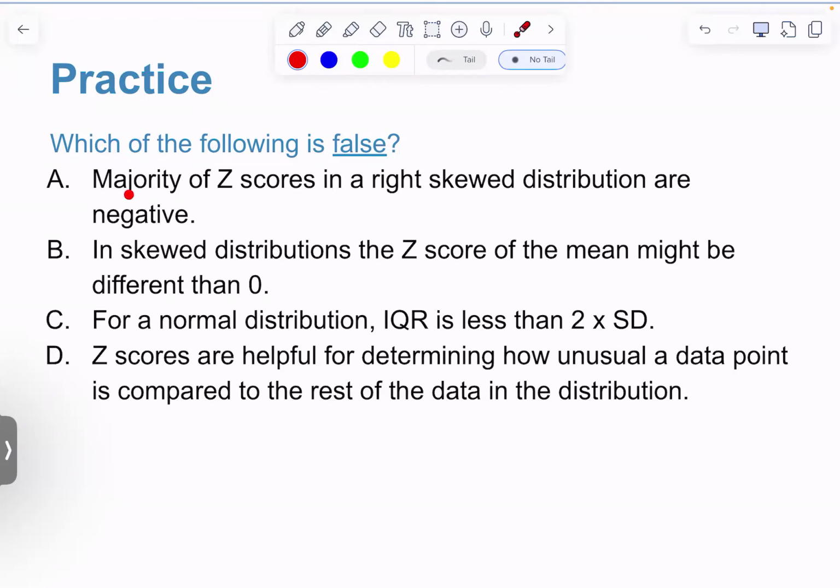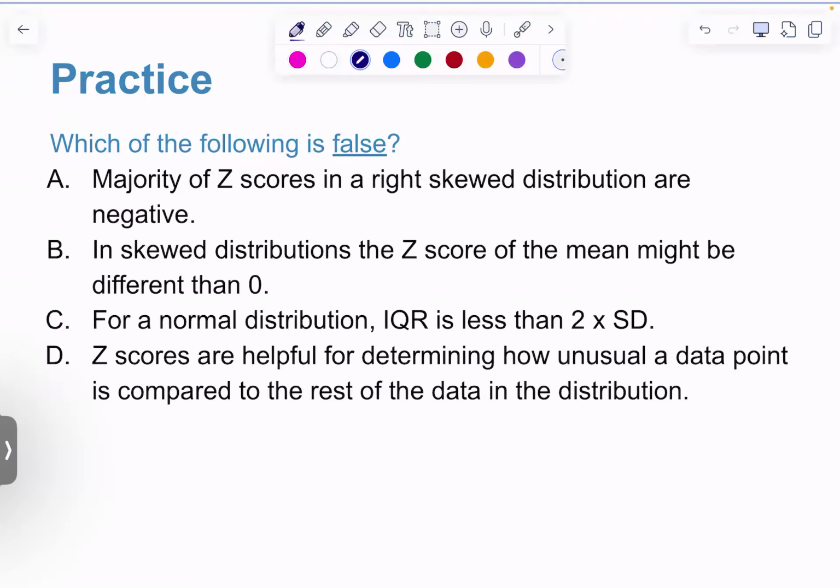I want to talk about A, because A leverages a lot of information. Okay, so which of the following is false? The majority of z-scores in a right-skewed distribution are negative. We have to remember what it means to be right-skewed, right? Skewed in the direction of the tail.